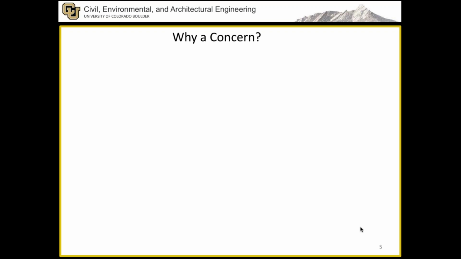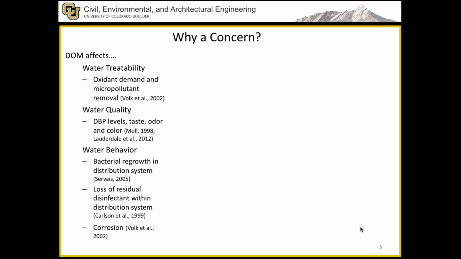So why do we care that these are in our water? Well, dissolved organic matter can affect water treatability. It affects your oxidant demand and your micropollutant removal, as well as water quality, DBP levels, taste and odor, and color, and water behavior, bacterial regrowth in the distribution system, and you can lose your residual disinfectant within the distribution system, and it can lead to corrosion.